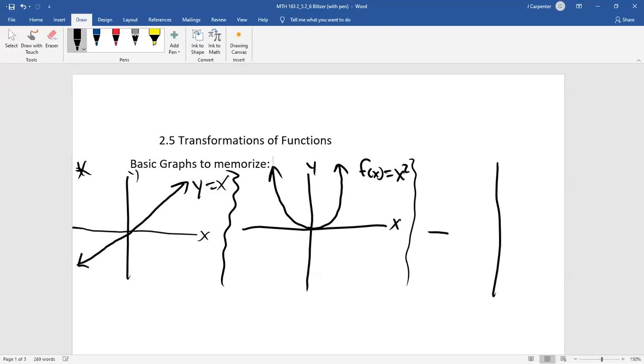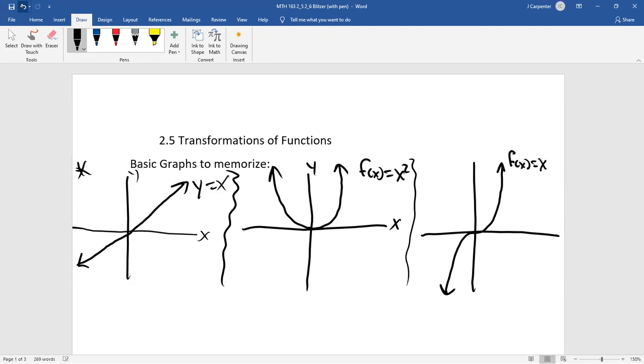Next up, let me put that a little more left, will be the x cubed graph. So this one has a similar kind of shape, but it points down on the left, and it still points up on the right, but it's kind of squeezed in a little more. So this is f of x equals x cubed.